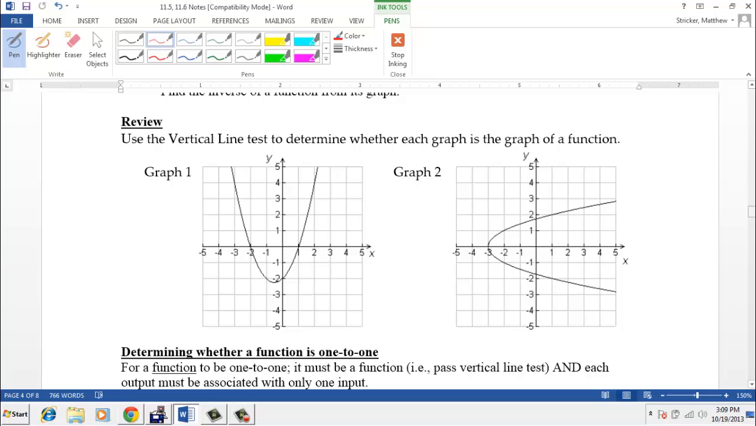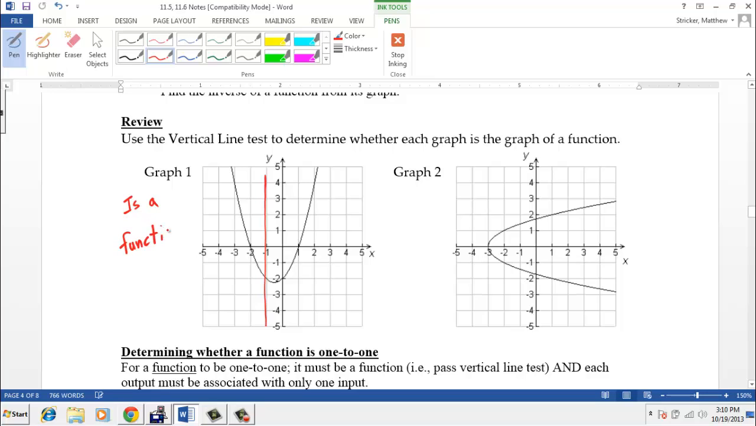So take for instance this first graph. If we were to put a vertical line, I'm just going to put one for example here in red. This particular vertical line only crosses the graph at that one place right here, and no matter where you put any vertical lines, each vertical line will only pass through the graph in one place. And if that's the case, then we have what is called a function. So this particular graph, graph 1, is a function.